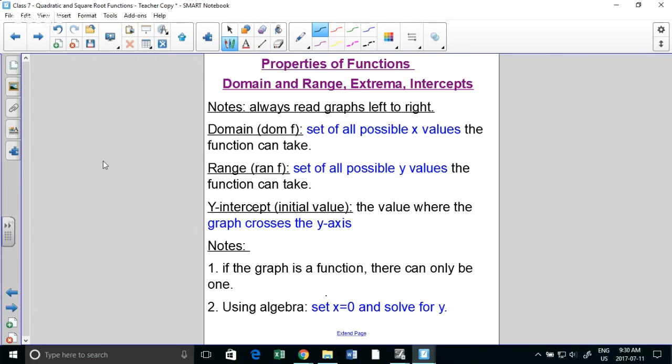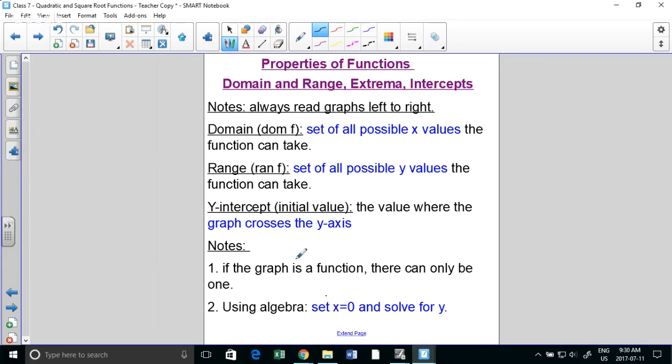So just as a review and refresher, we're going to go over properties of functions and quickly go over quadratics. And then we have one little thing to talk about today. Domain is the set of all possible x values that the function can take. The range is the set of all possible y values the function can take. The y-intercept, which we call the initial value, you use a lot with lines, so we're pretty much used to that terminology. It's the value where the graph crosses the y-axis.